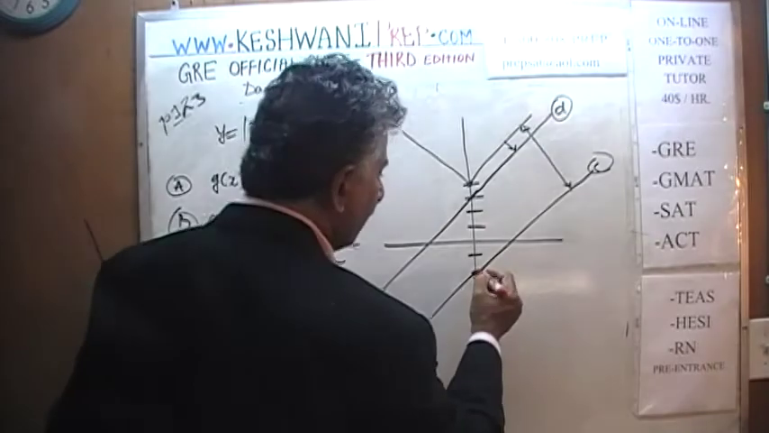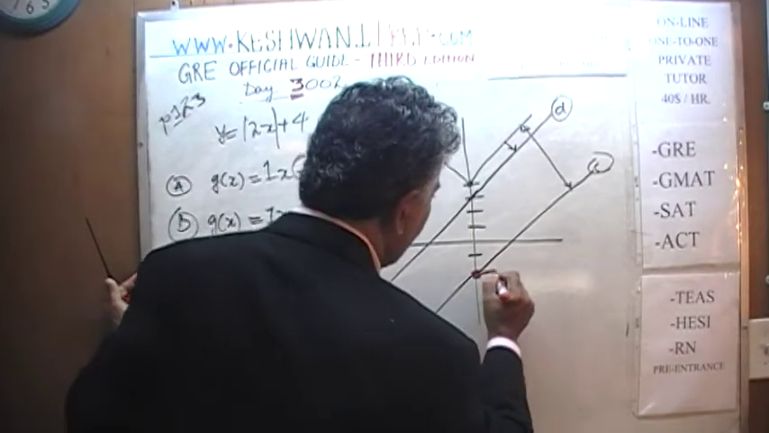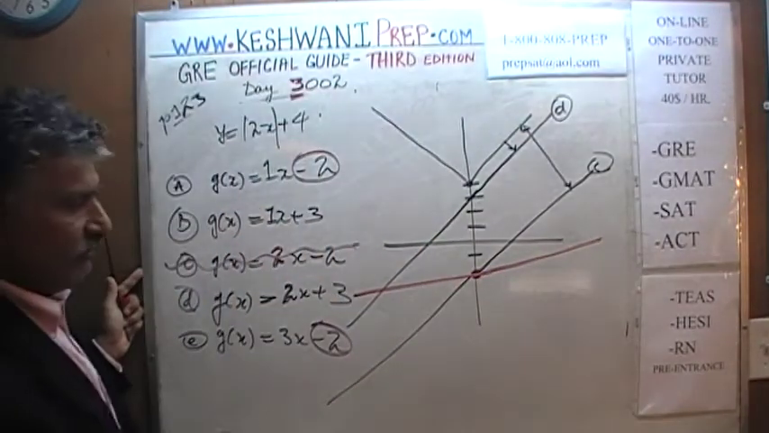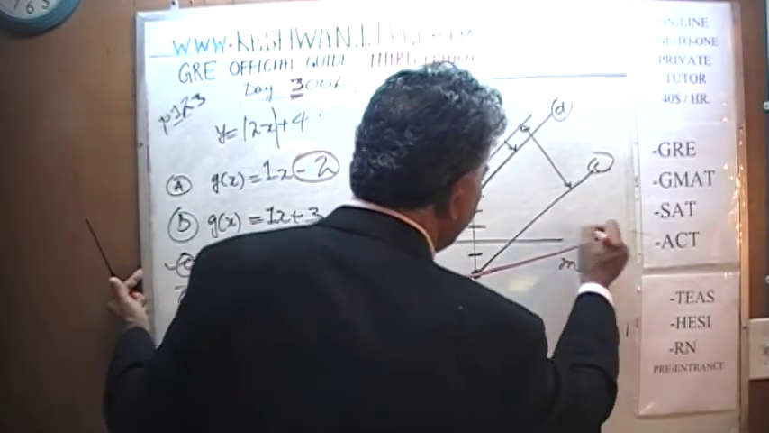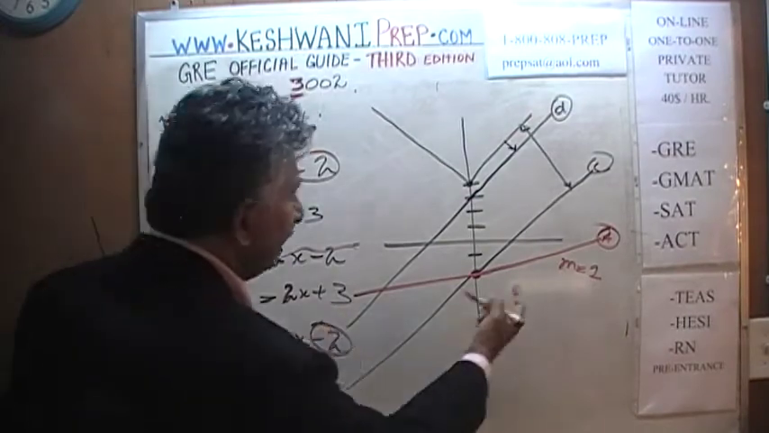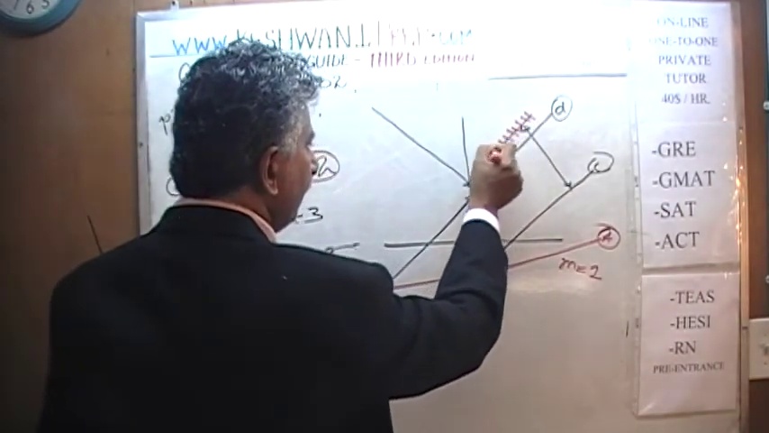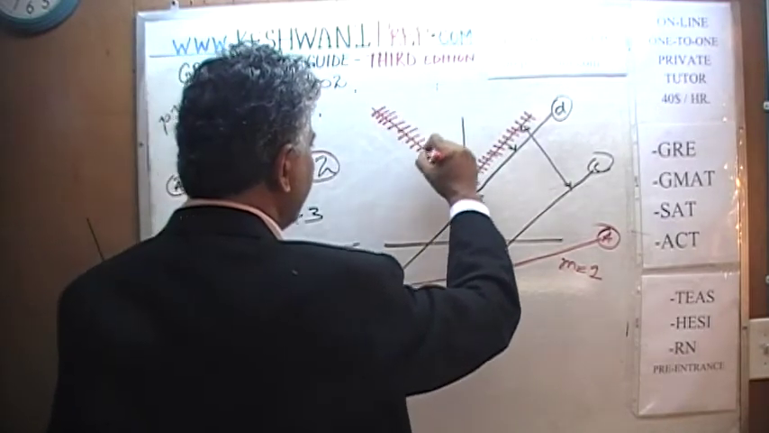So instead of being parallel, this line, answer choice A, is going to be even shallower. It's just going to keep on going like this because it is shallower. The slope of this equation is only 1. This is your answer choice A. As you can see, this line will never intersect the given line. The given line is this line right here. This is the function we're looking at.